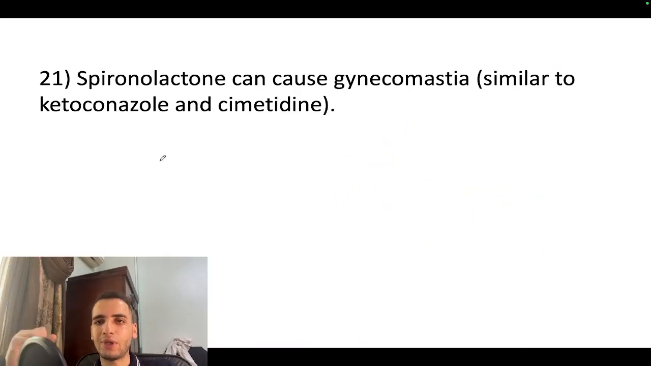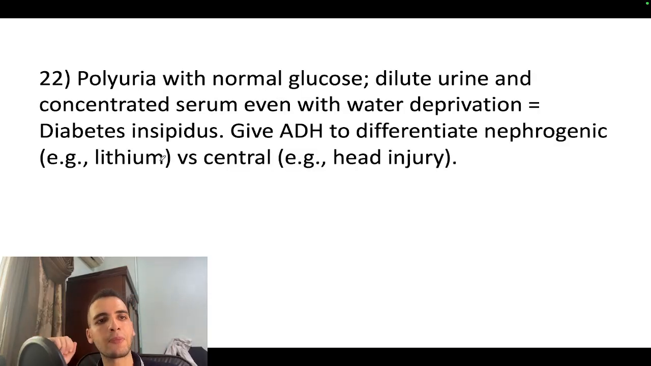Spironolactone can also cause gynecomastia, similar to ketoconazole and cimetidine. The reason for this is that remember that aldosterone is secreted from the adrenal gland, similar to androgen. So sometimes spironolactone will inhibit androgen instead of inhibiting aldosterone, and it will cause the androgen to decrease. So estrogen will be increasing in the ratio, and you will have this gynecomastia in males.